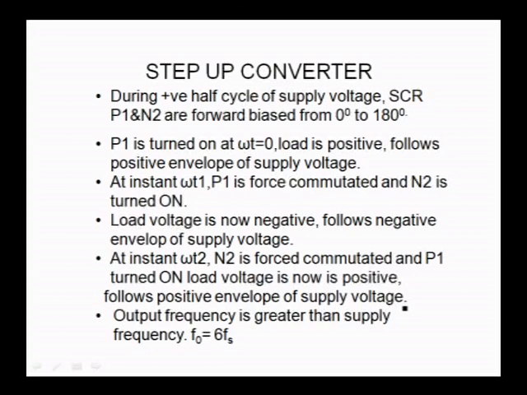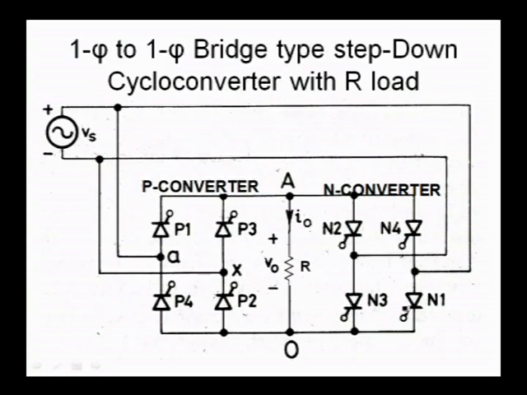The output frequency here is greater than the supply frequency, that is F naught is equal to 6 Fs. So, in a step up converter, the output frequency will be greater than the input frequency. We use a center tap transformer for the secondary. We need 4 thyristors, 2 in one group, the positive group, and 2 in another group. So, here thyristors are turned off by the force commutation method.